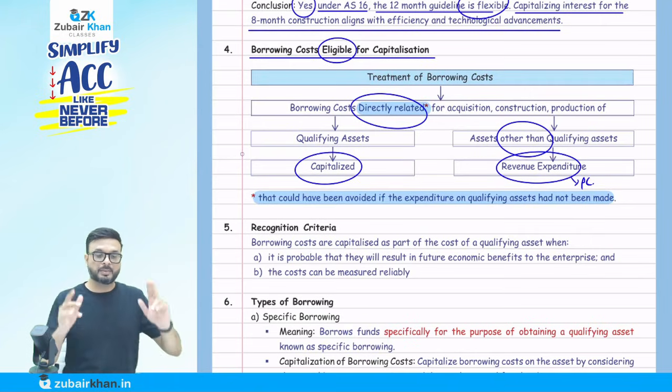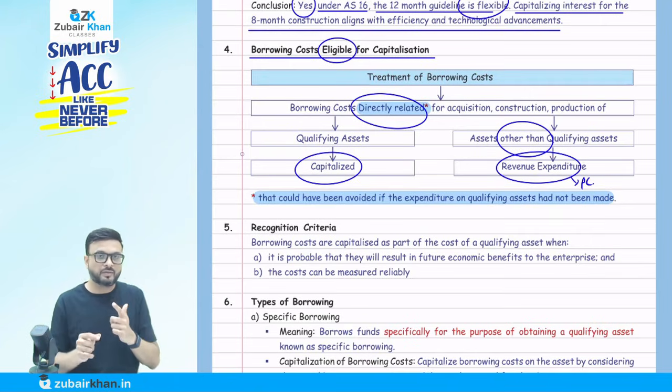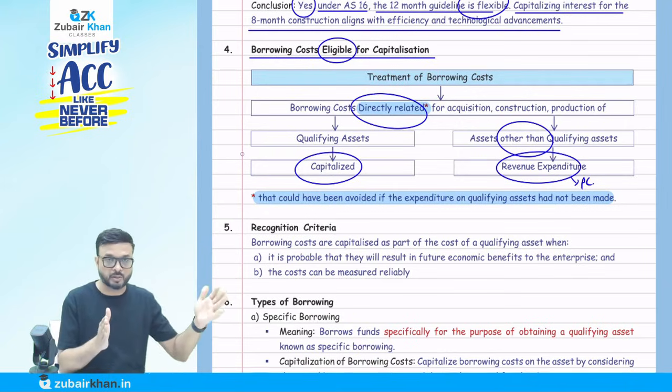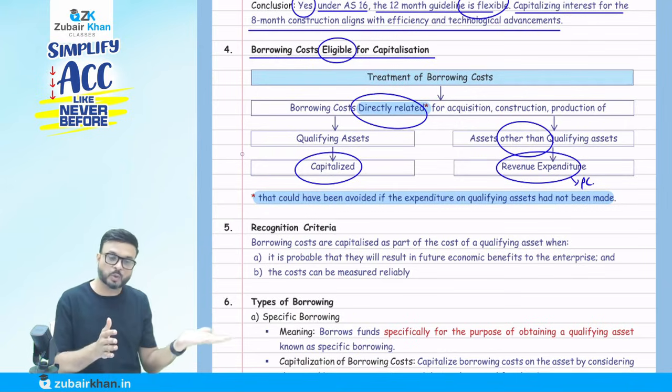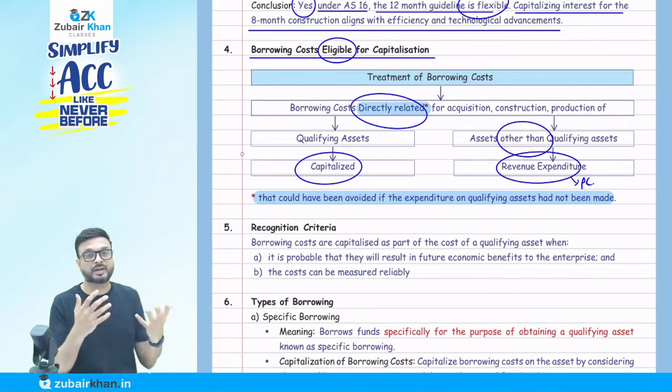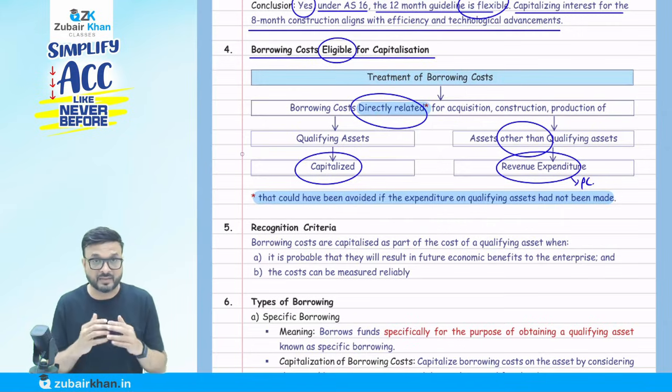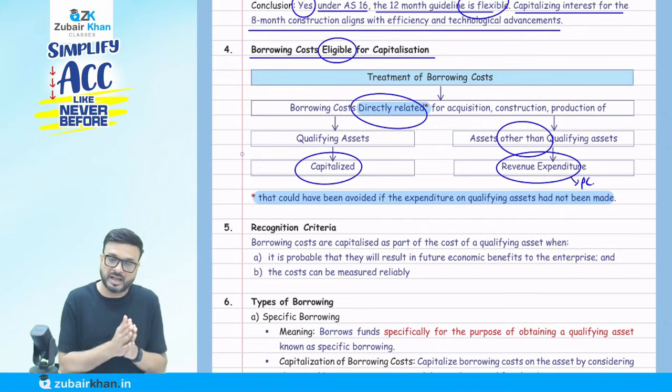Let me give an example. I want to do the construction of a building. I am taking a loan because I am doing the construction. If no construction, no loan. You got the point? That is directly related to this qualifying asset. If that asset is a qualifying asset, we can capitalize.